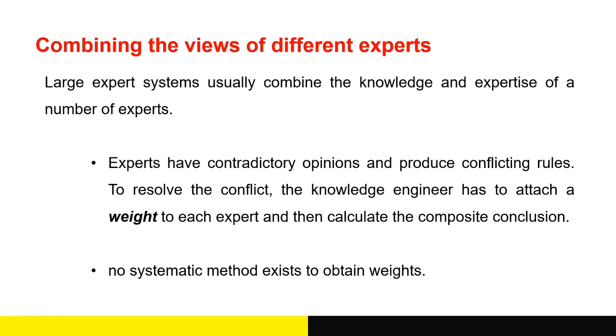Combining the views of different experts. Large expert systems usually combine the knowledge and expertise of a number of experts. Experts have contradictory opinions and produce conflicting rules. So, to resolve the conflict, the knowledge engineer has to attach a weight to each expert and then calculate the composite conclusion. So, this weight refers to the degree of confidence. And the experts with higher weights are given more weight in the decision making process. No systematic method exists to obtain weights. So basically, the knowledge engineer has to rely on their own judgment to decide how much weight to give to each expert.